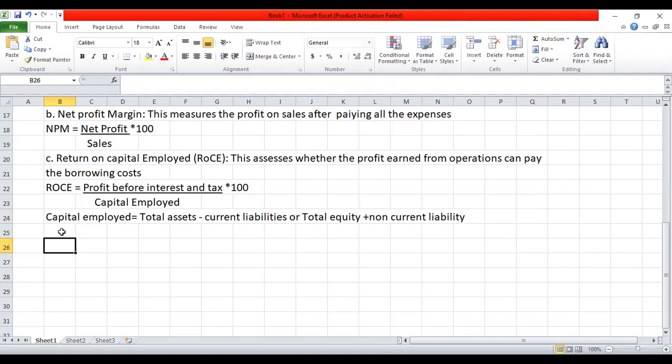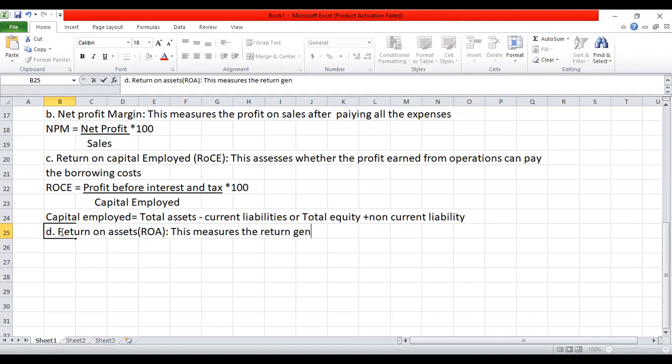Then another one we have is D, return on assets. So return on asset. This measures the return generated on every investment.